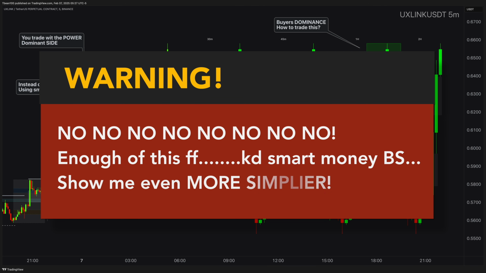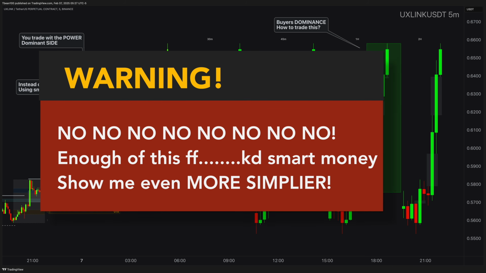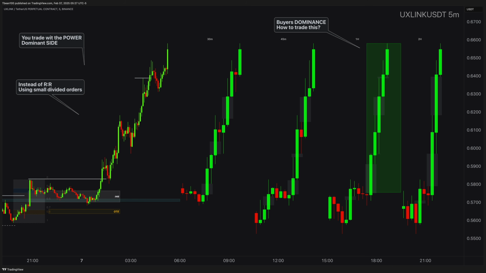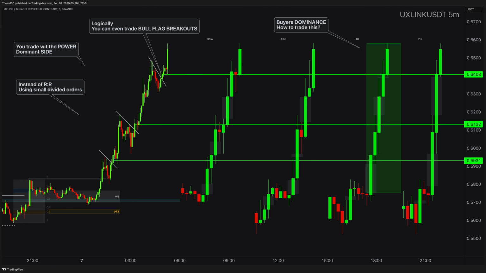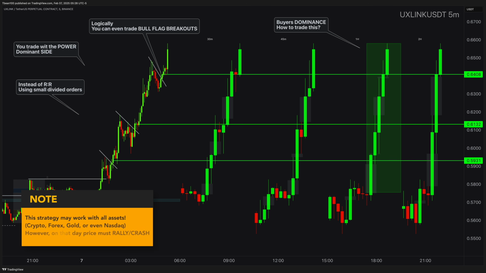Okay, I hear you out. You hate this imbalance stuff and you're tired of smart money concepts. Then all you can do is just get back to the basics. Basically, trade the bull flag breakouts on the ongoing rally. So in simple terms, wait for simple bull flags, wait for the breakouts and join the dominant party with a strong move. However, you must be aware of this.